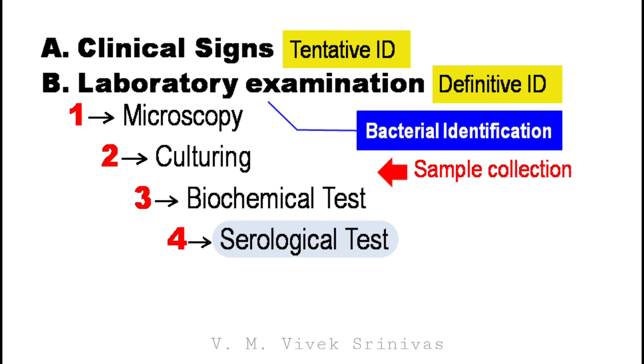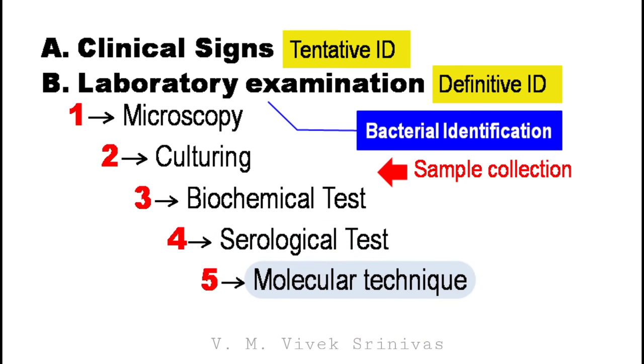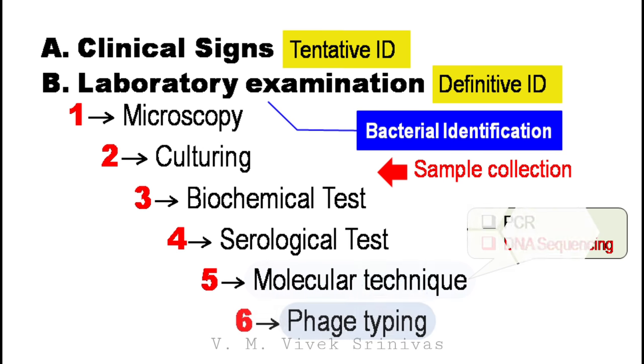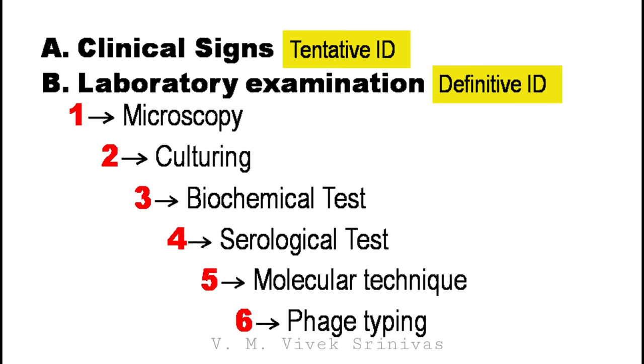Next, by the serological tests, like the slide agglutination test, the tube agglutination test, and the microscopic agglutination test. And next, by using molecular techniques, like the PCR, followed by DNA sequencing. And lastly, the phage typing, that is, bacterial identification by using bacteriophages. These are the laboratory methods and the strategy followed for bacterial identification.